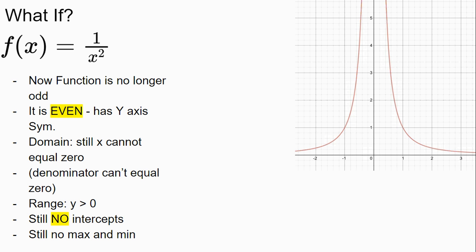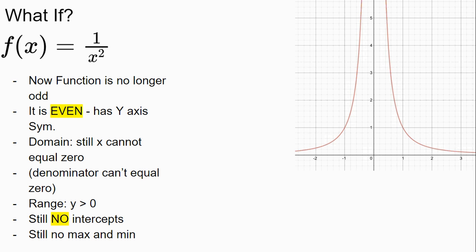And there's still no intercepts because the function never touches either the y-axis or the x-axis. And again, for an intercept to occur, either the y value or the x value has to equal 0. And there's still no max and min because it continues decreasing forever. And in order to have a max and min, it has to increase at some point.